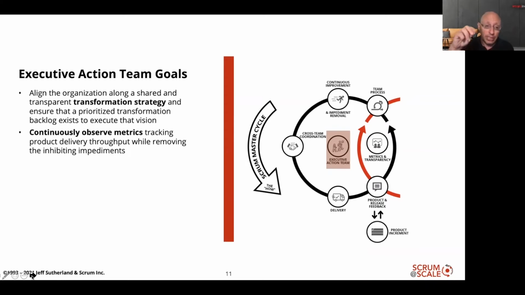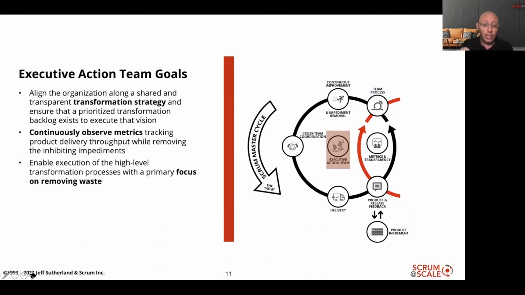Second, they're supposed to continuously observe the metrics that are tracking product delivery throughput while removing any impediments that are inhibiting delivery at a sustainable pace. Third, they have to enable the execution of the high-level transformation processes with a primary focus on removing waste, which means the folks who do this have to understand lean. And if you know much about Scrum's history, we come from lean. And so you really have to understand what value stream mapping looks like, and value stream analysis, single piece continuous flow, and these kinds of concepts, because that's where we really analyze where the waste is and we have the ability to extract it.